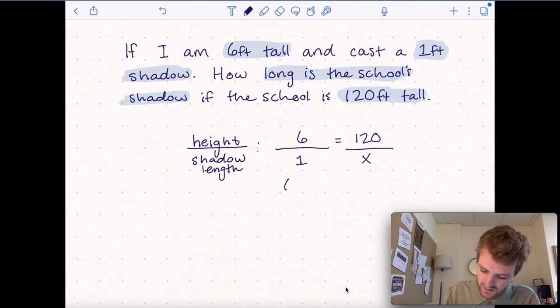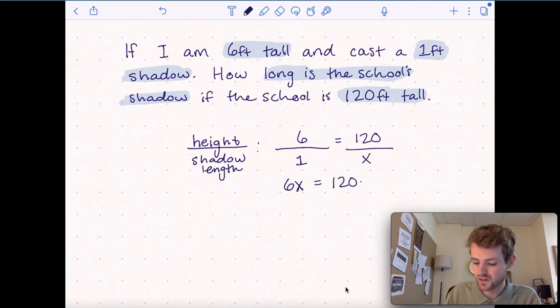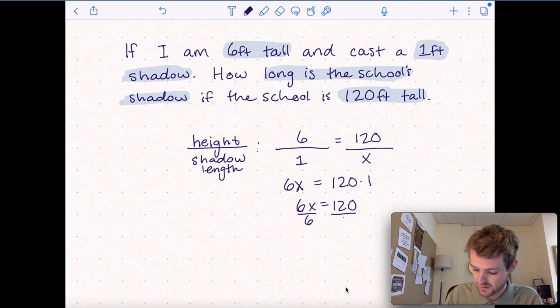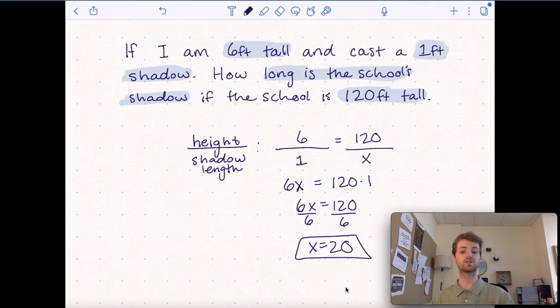So I can say 6 times x equals, I'll go ahead and write this out, 120 times 1. Well, that just becomes 6x equals 120. When you divide both those by 6, we get our answer of x equals 20. There you go. That's what we're doing today in 6.2. Just looking at proportions, getting really comfortable with those.